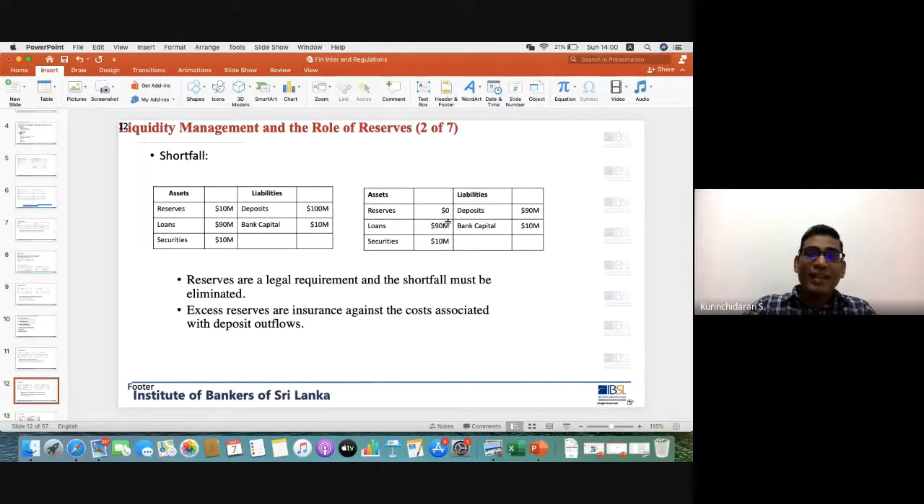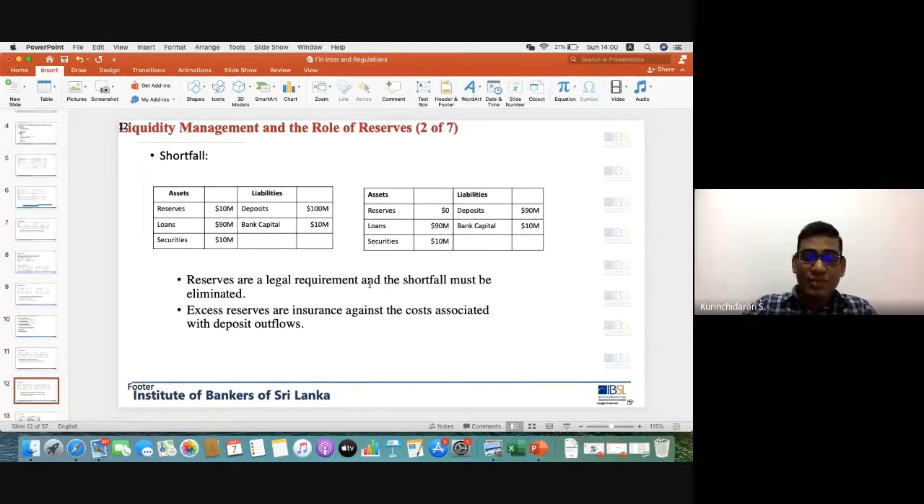right? Now keeping a statutory reserve, SRR, we discussed, it's a legal requirement, statutory reserve requirement, right? So now you are below the requirement, now you are in trouble, right? Reserves are a legal requirement and the shortfall must be eliminated. You cannot have shortfalls, right?